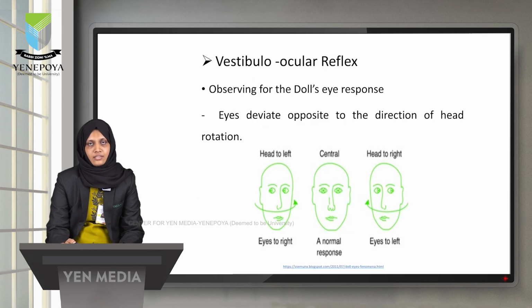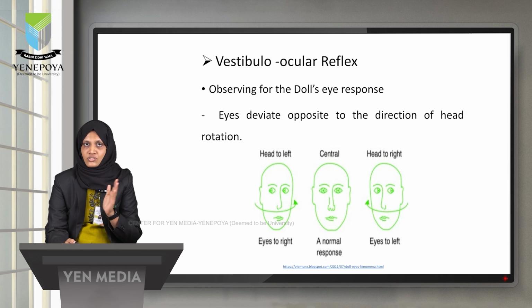Moving to the next test, the vestibulo-ocular reflex. In this test, we observe for the doll's eye response, which means that if the baby's head is turned to the right side, the eyes move to the left side, and vice versa. That is, if the head turns to the left side, the eyes move to the right side. This is the doll's eye response.